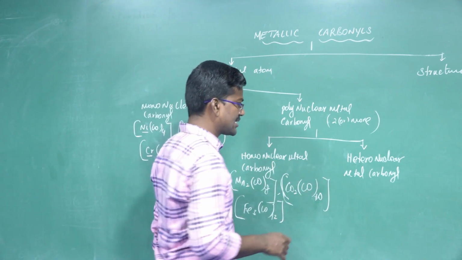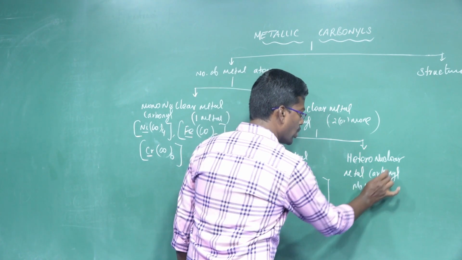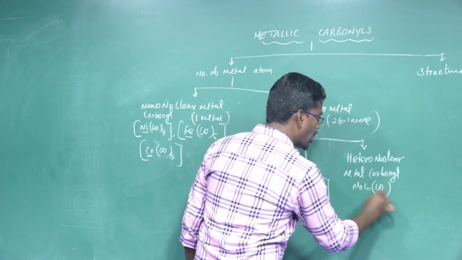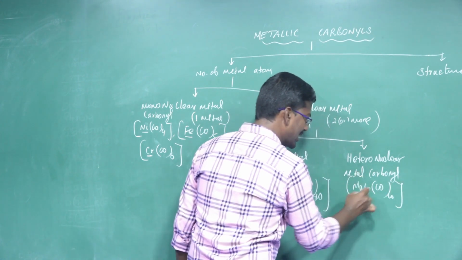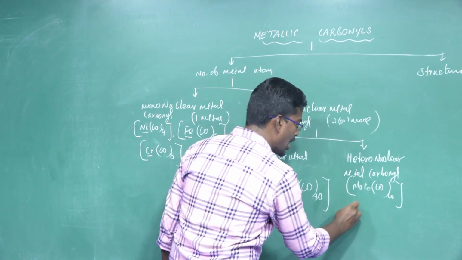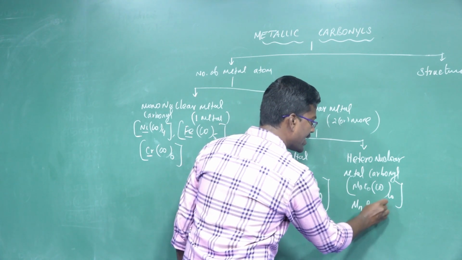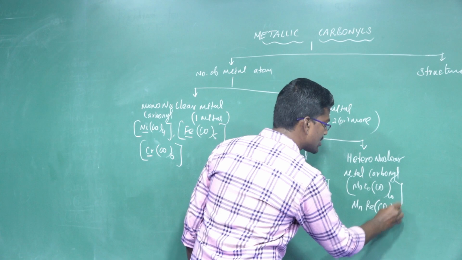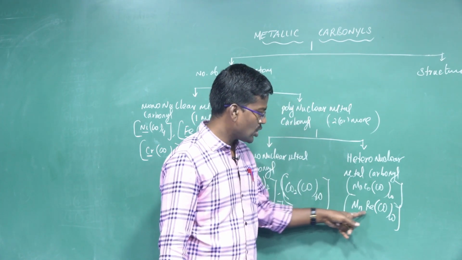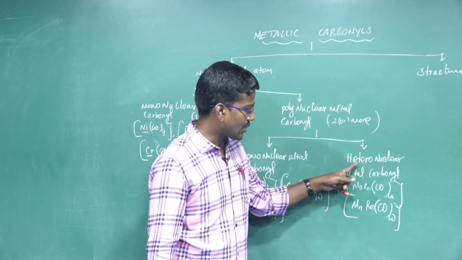Heteronuclear metal carbonyls. For example, manganese and cobalt, MnCo(CO)10. How many metals are there? Manganese one metal, cobalt one metal, so two metals. Then manganese, Mn, and another one, rhenium, MnRe(CO)10. Manganese one metal, rhenium one metal, so two different metals are there. That is known as a heteronuclear metal carbonyl.